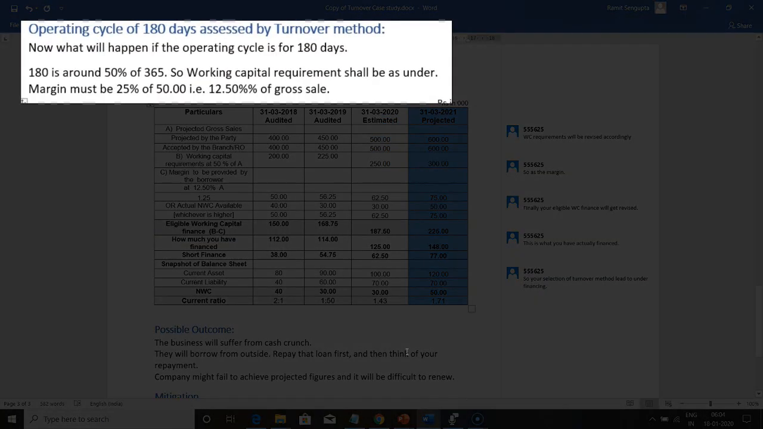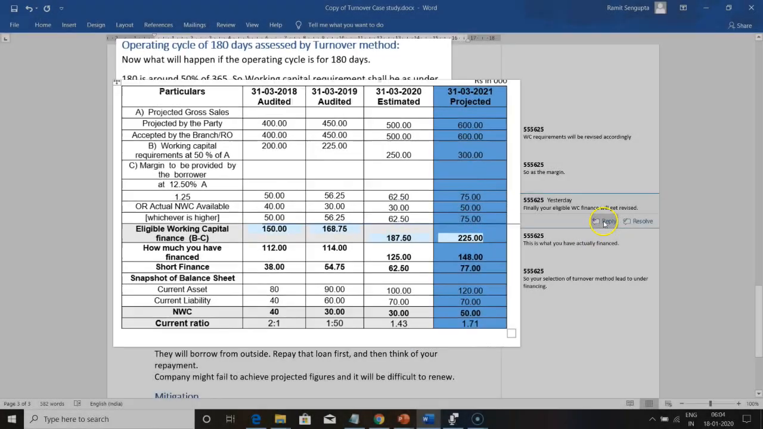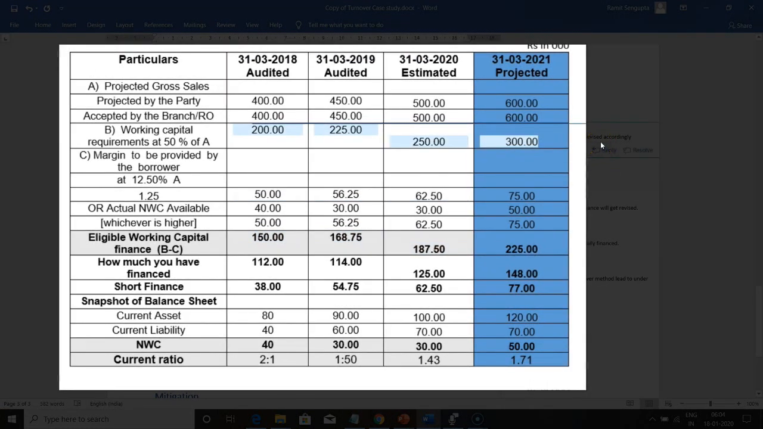Now, let us see what will happen if the operating cycle is for 180 days. 180 is around 50% of 365. So, working capital requirement shall be as under. Margin must be 25% of 50, that is 12.5% of gross sales. Again, the working capital requirement has to be revised accordingly, so as the margin. Finally, your eligible working capital finance will also get revised. But this is what you have actually financed. So, your selection of turnover method has led to underfinancing of this company or firm.